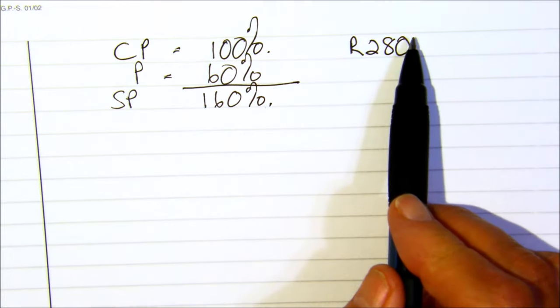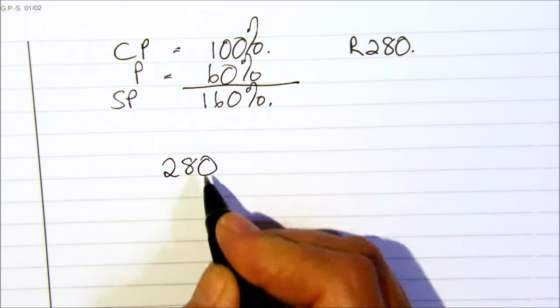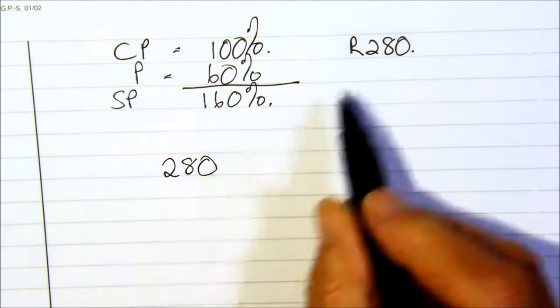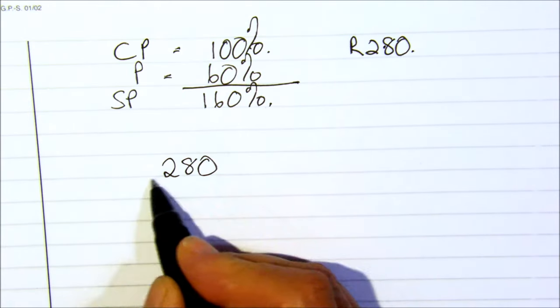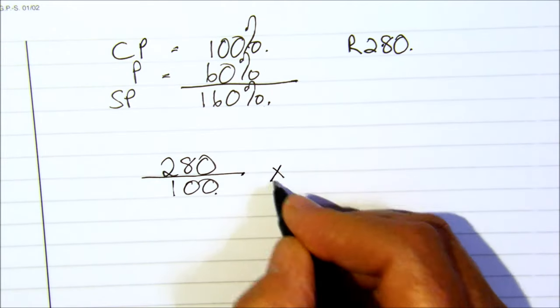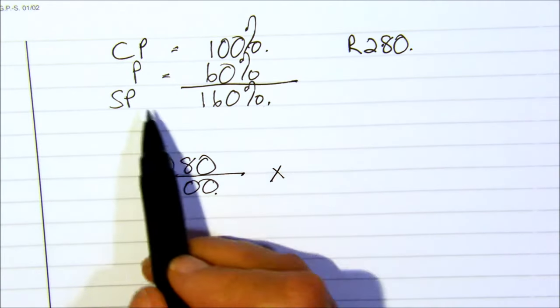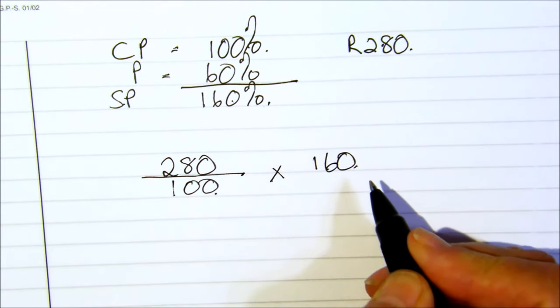So the procedure, we're given 280. It's the only money figure we're given. The 280 is the cost price. It's equal to 100%. So we divide it by 100. And we times it by what do we want. And if I want to get the selling price, I'm going to times it by 160.